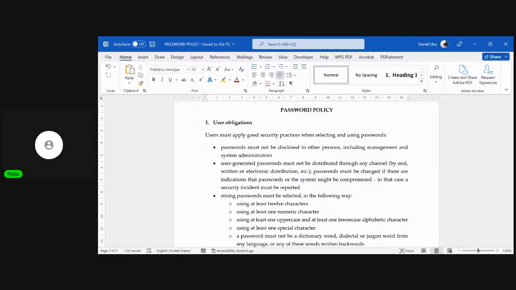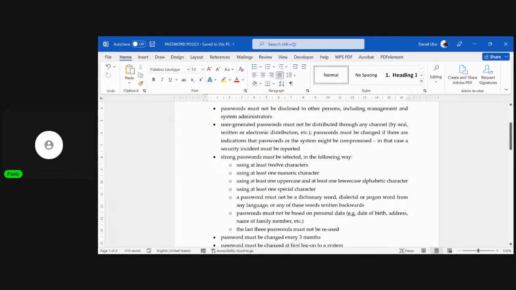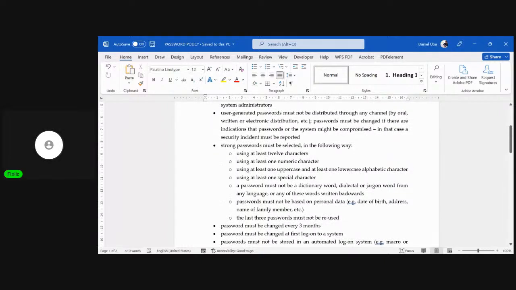And they should always select a strong password, at least 12 characters. One should be numeric, one should be uppercase, one lowercase. You also have special characters like the dollar sign, the @ symbol, the hash sign, and the password must not be a dictionary word. All these are things that you will use your technology to solve. But CBN wants to see paper documentation that, yes, you have done this. So this is where you now have the password policy.